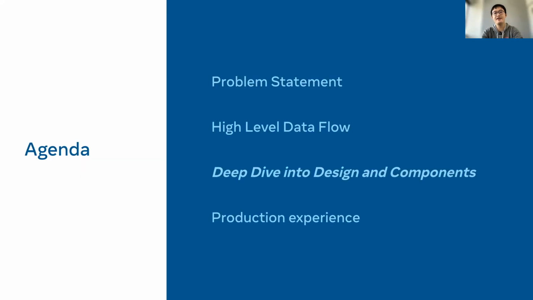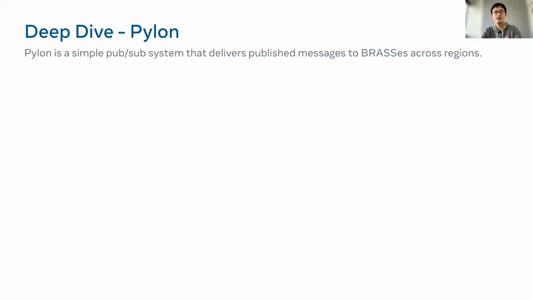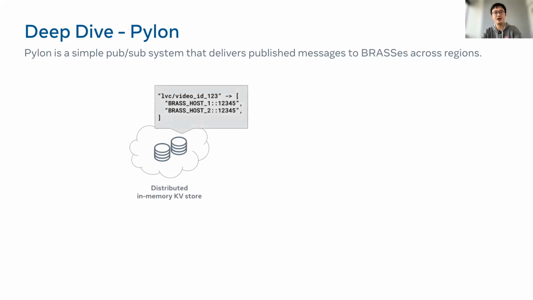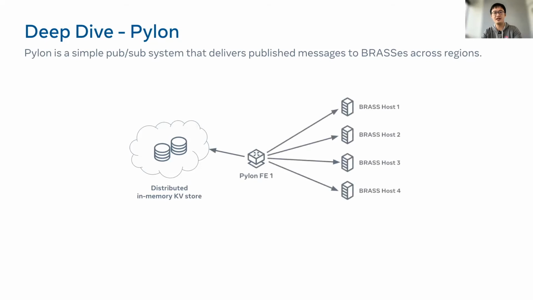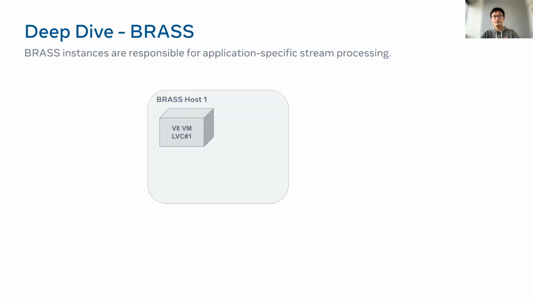Now, let's dive into concrete components involved and discuss some design choices we made and their rationale. Pylon is a simple in-data center pub/sub system that fans out messages to RAS hosts. Pylon maintains a distributed in-memory key-value data store for storing the mapping from topic to subscribed RAS hosts. Each published message is delivered to all subscribed RAS hosts in a best effort fashion. There is no ordering for publishes to a topic because fan-out is performed statelessly.